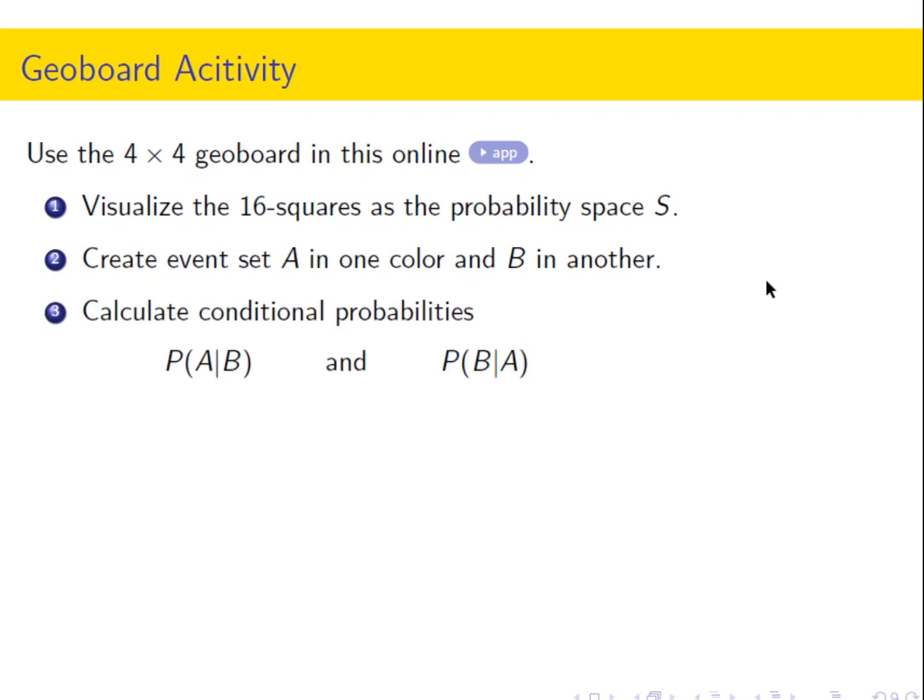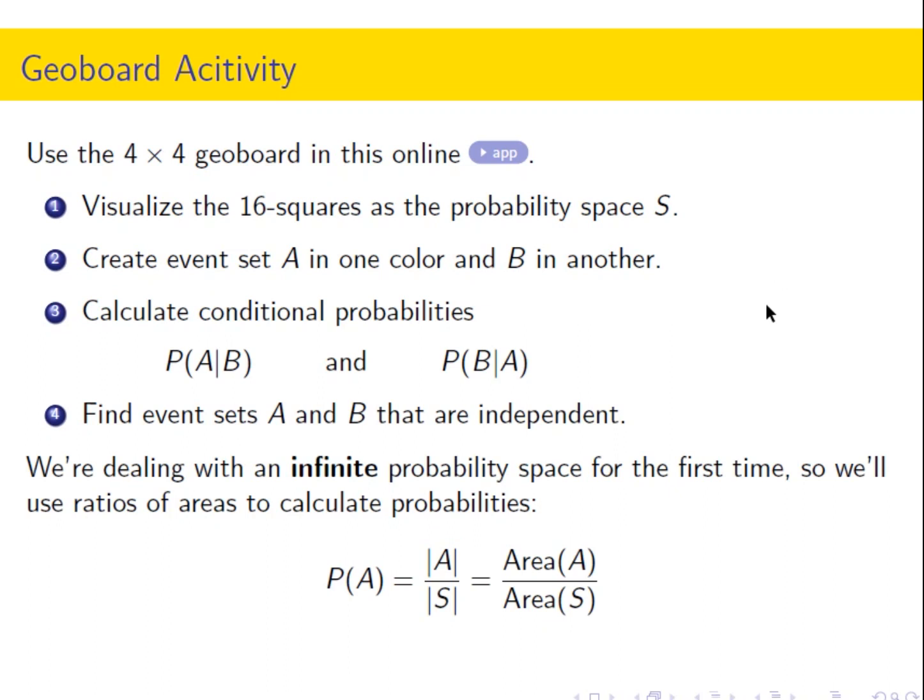And then we're going to calculate those conditional probabilities. And we're going to see if we can find event sets A and B that are independent. And just to introduce a topic, we'll talk about this in the very last probability topic that we have, but we have these infinite probability spaces, right? These are areas now, so there's infinitely many points in them.